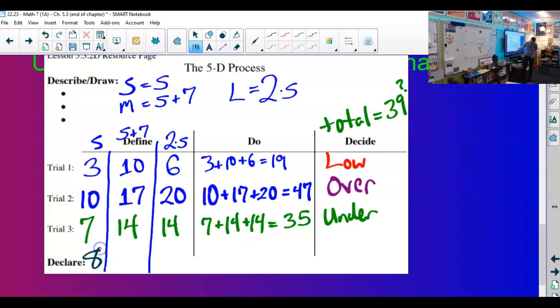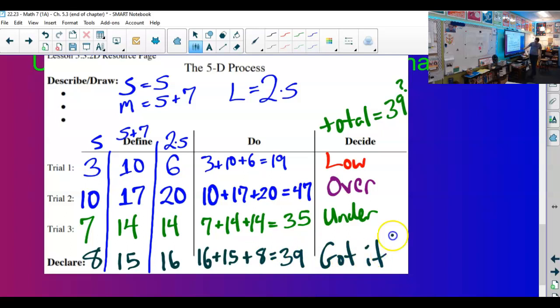If this is 8, what's 8 plus 7? 15. What's 8 times 2? 16. I'm going to go big to small. 16 plus 15, that's 31. Plus 8. Ooh. 39. Got it. Perfecto. Got it. First try.